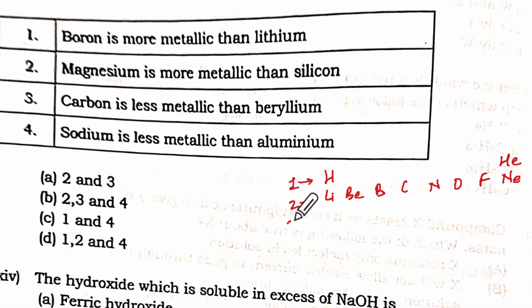Period 2 is here. Period 3, they are telling you boron and lithium. Now boron is here, lithium is here. As you go here, the non-metallic character increases. So can boron be more metallic? It will be more non-metallic. So keep this in front of you. Then magnesium. Magnesium means I'm coming to period 3.